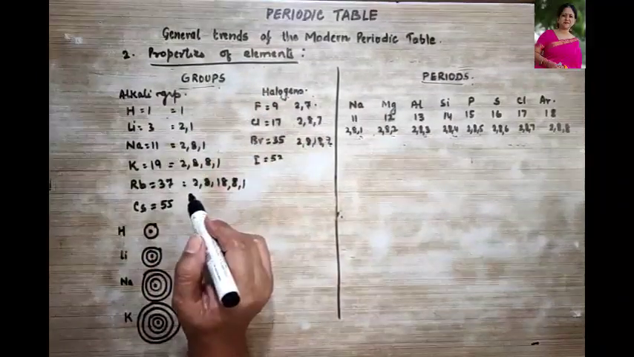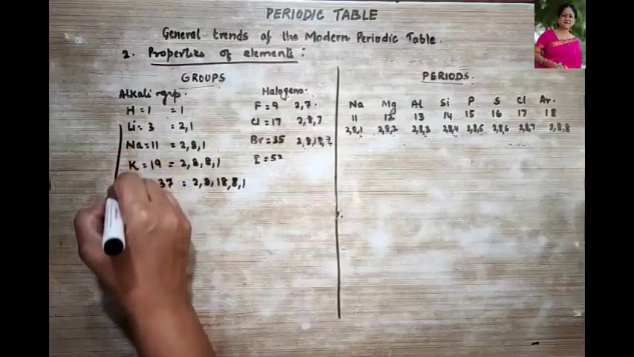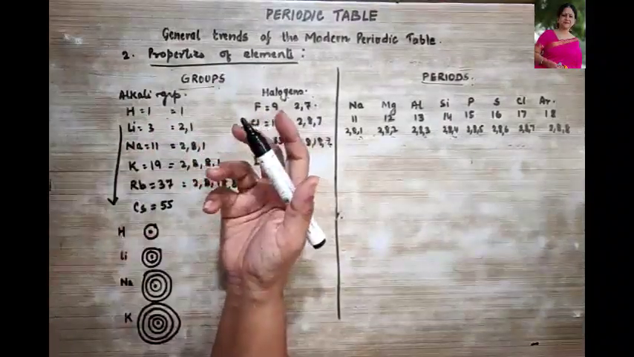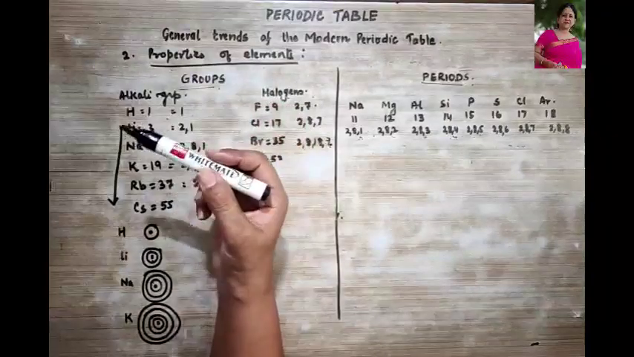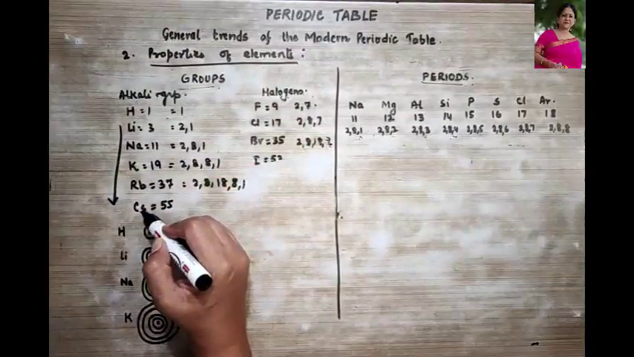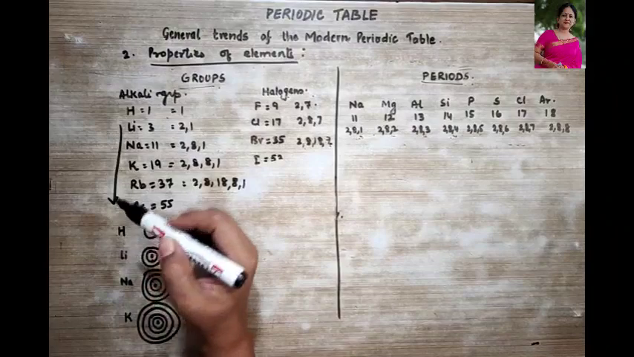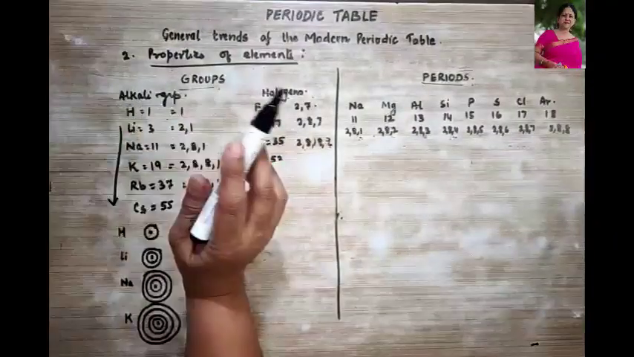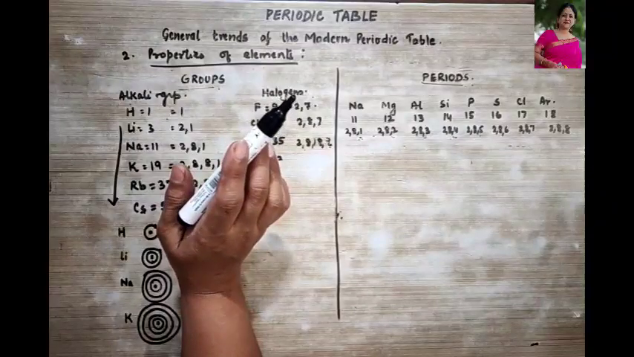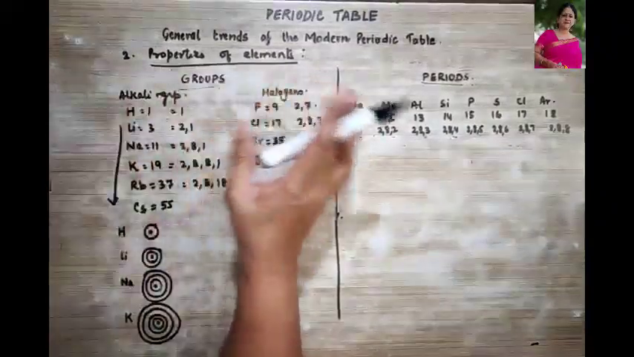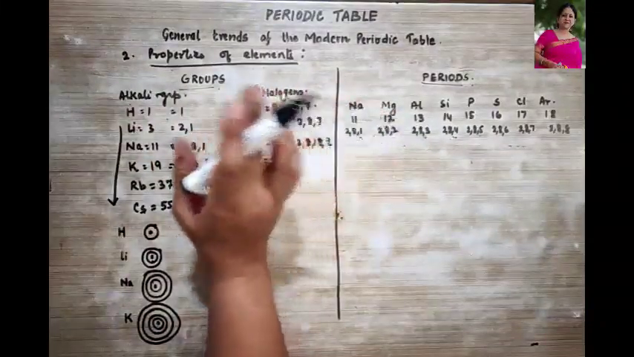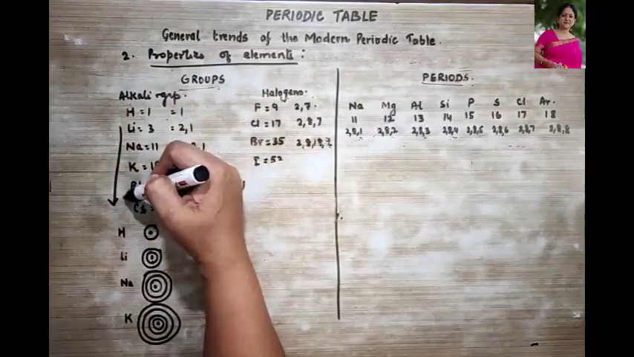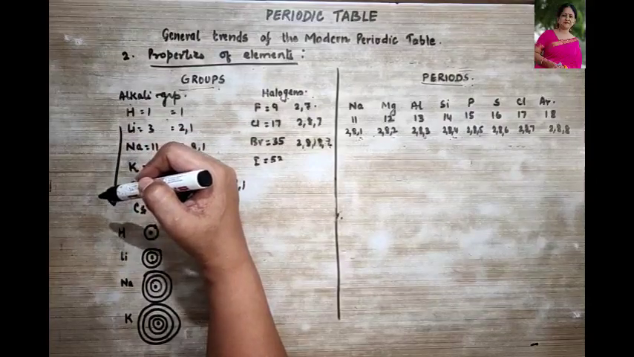So in alkali metals, as we go down the group, their reactivity increases. That means cesium is most reactive and lithium is least reactive among the alkalis. And in all the groups, what did I say? As we go down, the reactivity always increases.